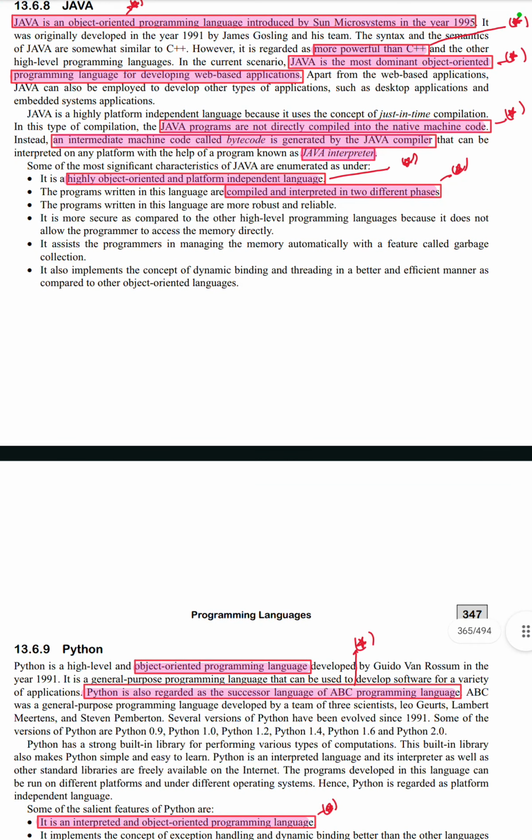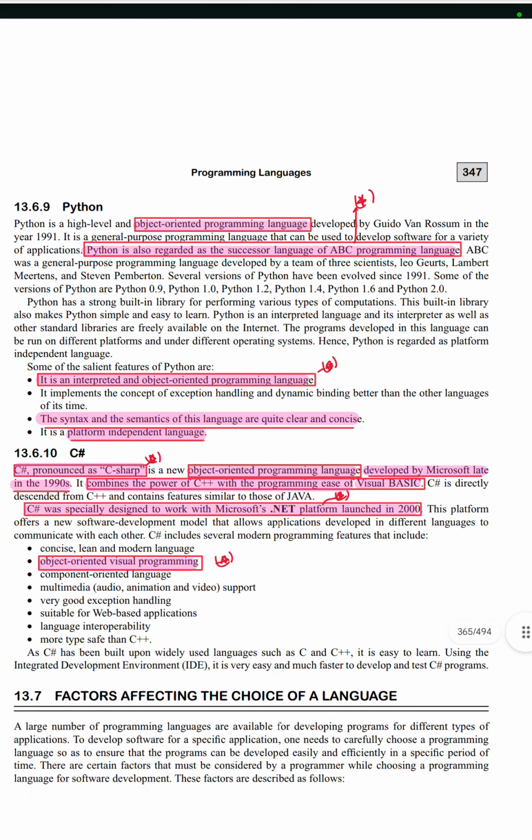Python. Python is a high level and object oriented programming language. Python is also regarded as the successor language of ABC programming language. Some of the salient features of Python are it is an interpreted and object oriented programming language. The syntax and the semantics of this language are quite clear and concise. It is a platform independent language.